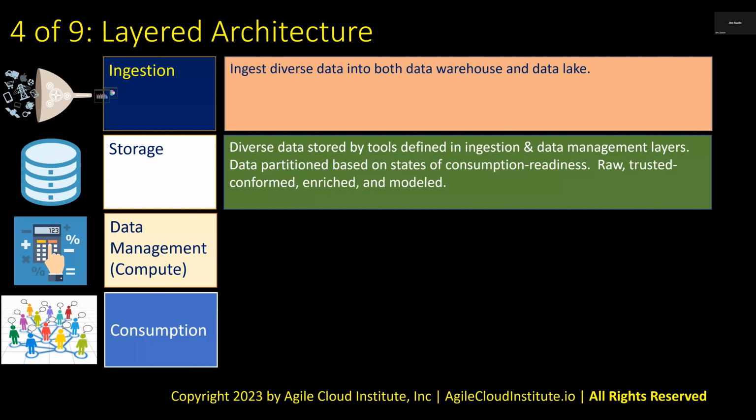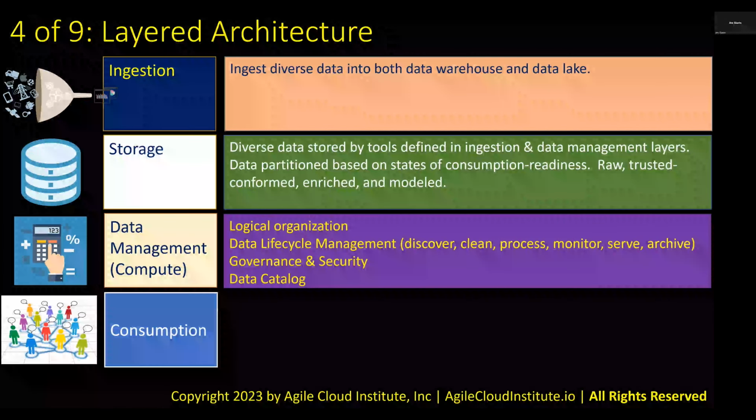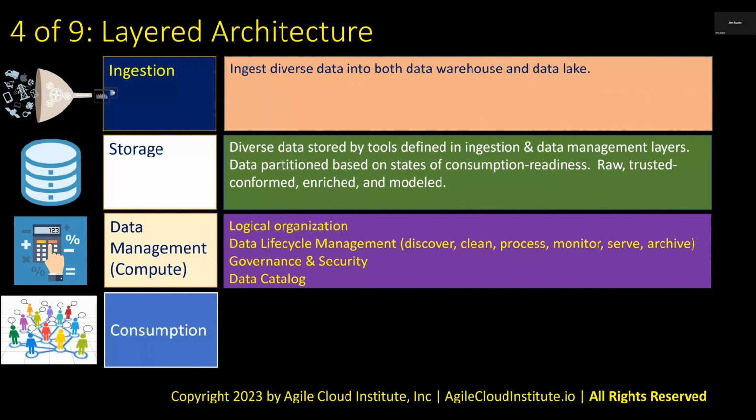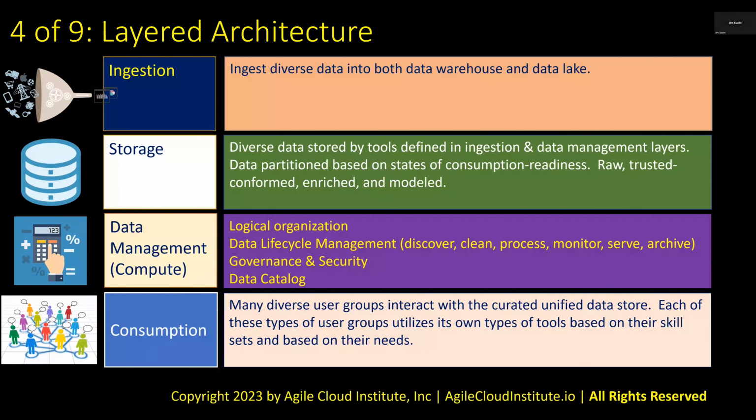The data management layer is where all the computing work gets done. This includes running the many pipelines that transform and write data into the different partitions during the work of discovery, cleaning, processing, monitoring, serving, and archiving. The data catalog is part of the data management layer. All the governance and security get done at the data management layer. The consumption layer is what many different types of user groups use to interact with the curated unified data store. Each of these various types of user groups utilizes its own types of tools based on their skill sets and based on their needs.